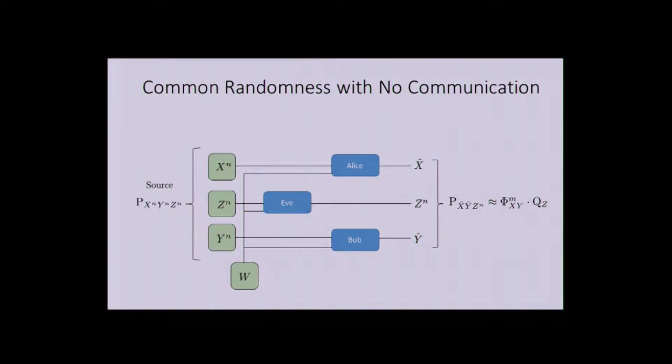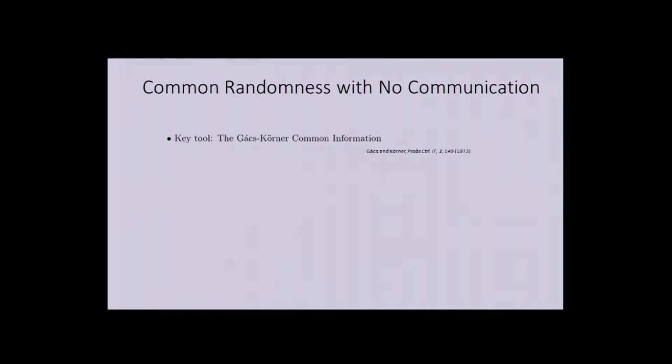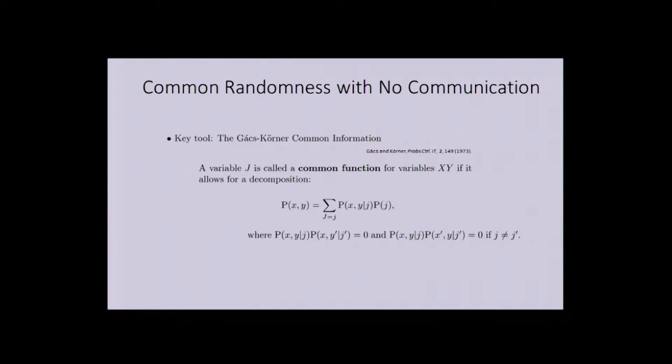We begin with the easiest scenario to analyze, which is with common randomness with no communication, but we do allow some shared randomness here. When we studied this, a key tool that we used is something known as the common information. This was introduced originally by Gács and Körner in 1973. And if you're not familiar with it, it actually has a very nice intuitive characterization.